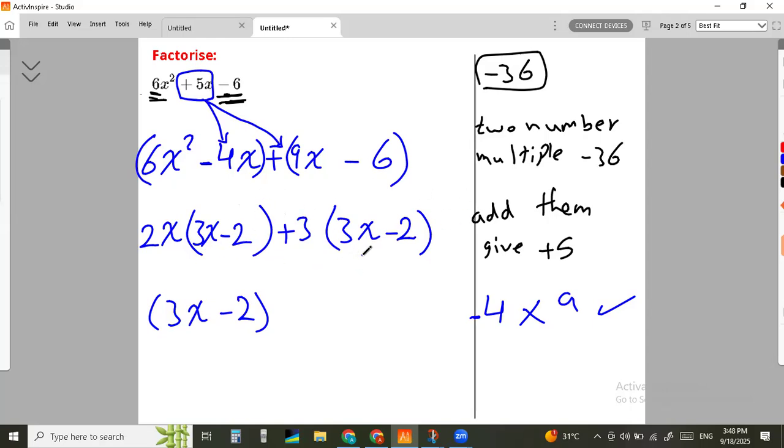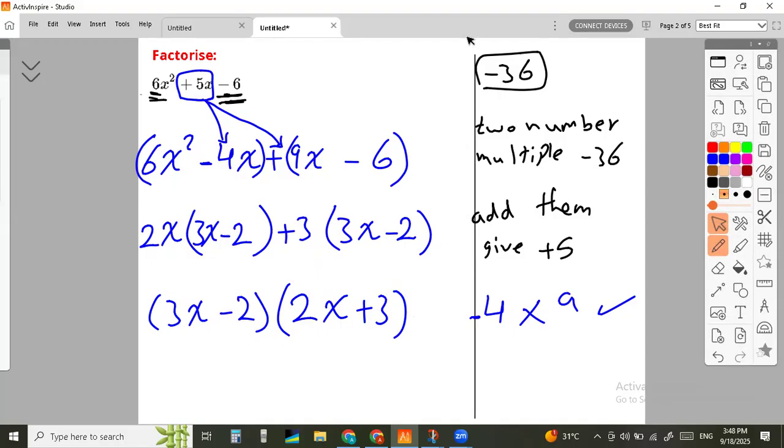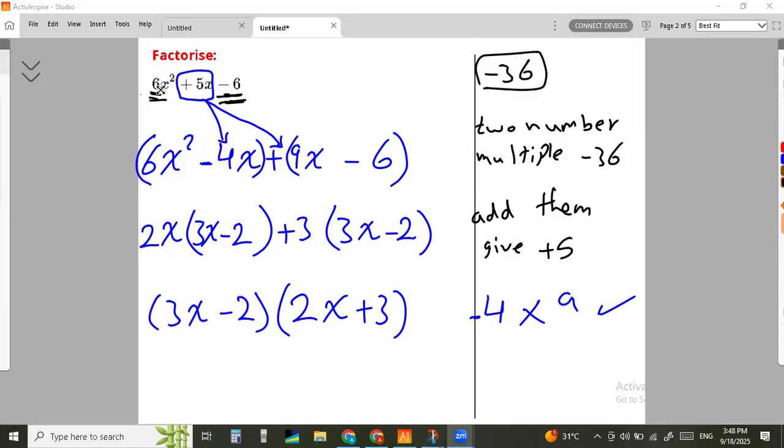Thank you. But what is left? Oh, mister, we're not done. You wrote them once. Thank you, okay? But I have 2x plus 3. So, the two pairs of brackets are 2x plus 3. And that's how you factorize a quadratic expression with a coefficient of x squared that is not equal to 1.